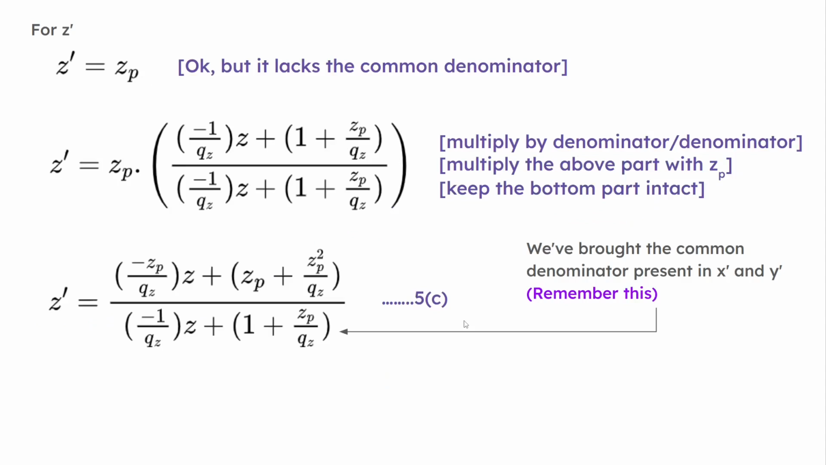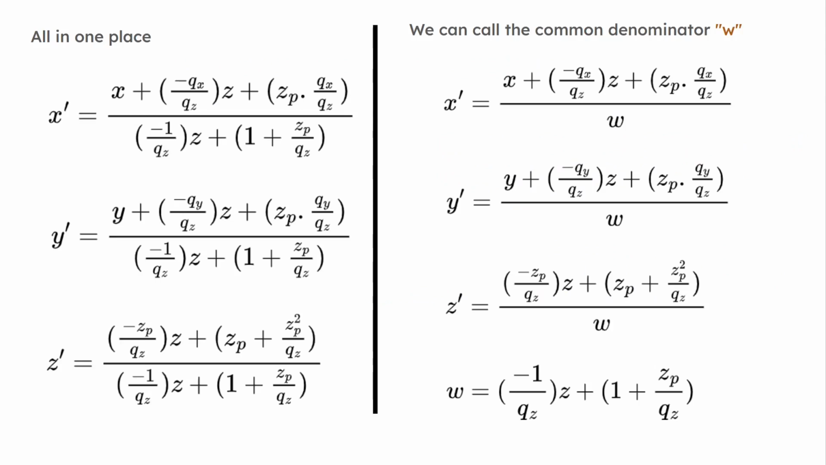So we have got equations for x prime, y prime, and z prime, and all these three equations have the same denominator. On the left, you can see these three equations arranged in one place, and as I said, you can replace this common denominator with w, as we did with our simple perspective projection matrix. We always replaced our common denominator with w. We have done that here, and w also becomes its own equation here.